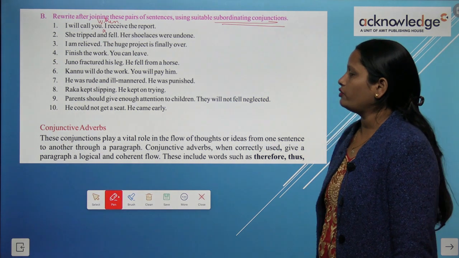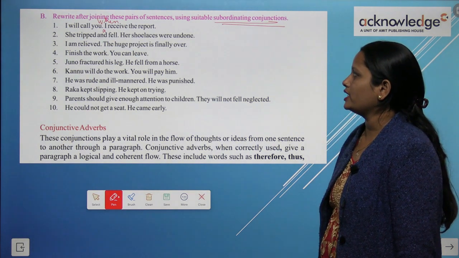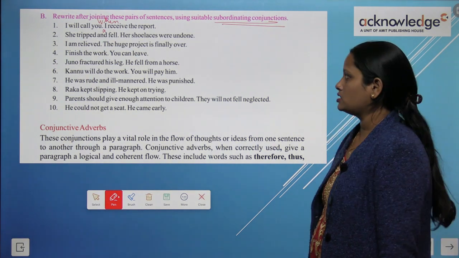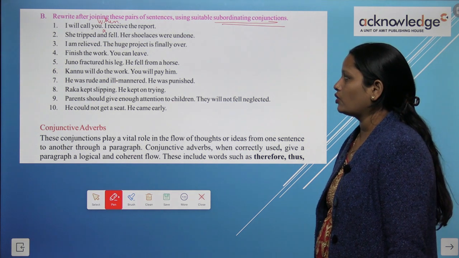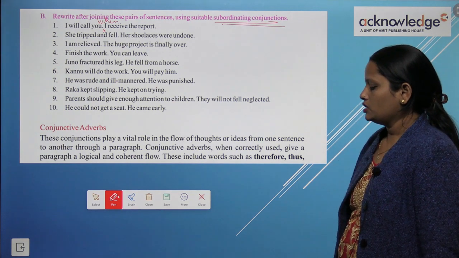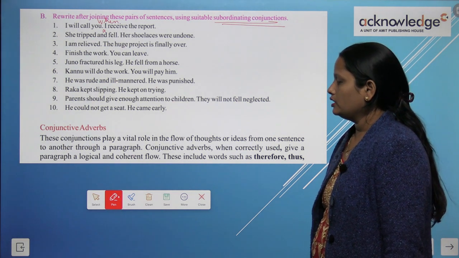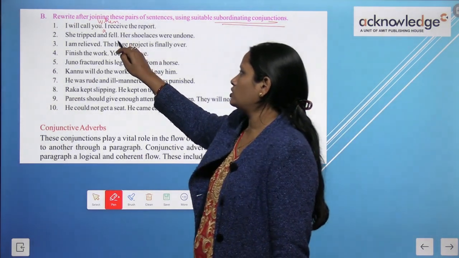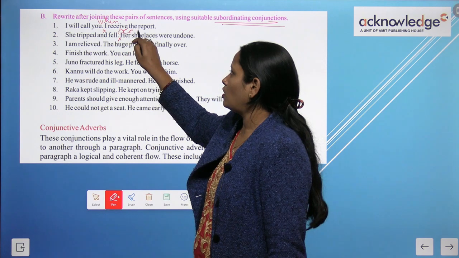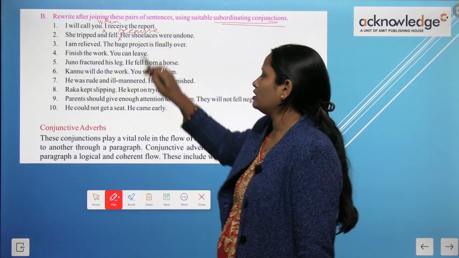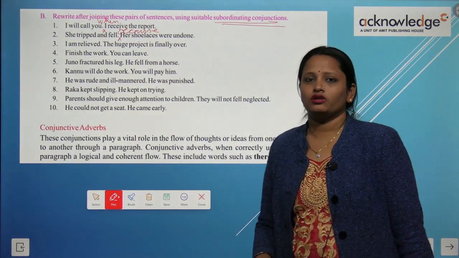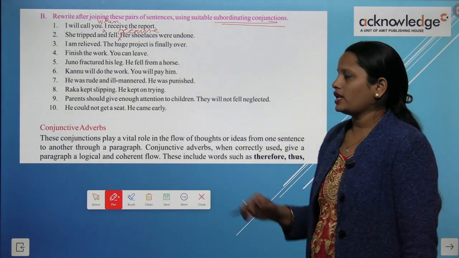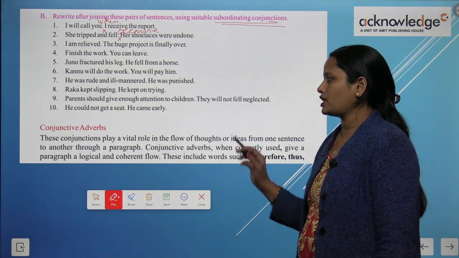She tripped and fell. Her shoelace were undone. So here we are going to write: she tripped and fell because her shoelace were undone. So here we are going to write "because", since her shoelaces were not tied, she tripped on them and fell. So like this, children, complete the rest of the exercise.